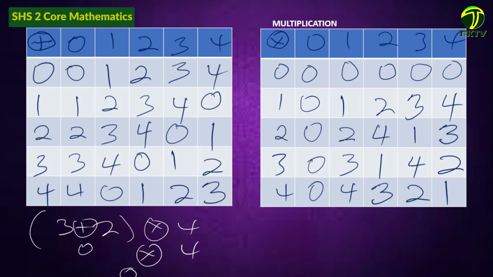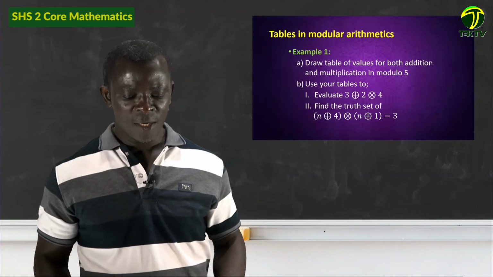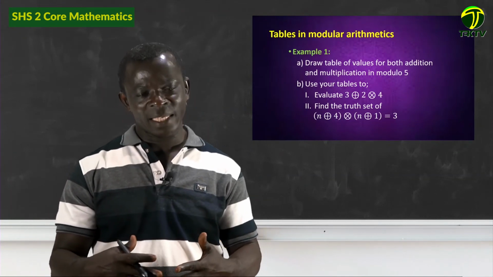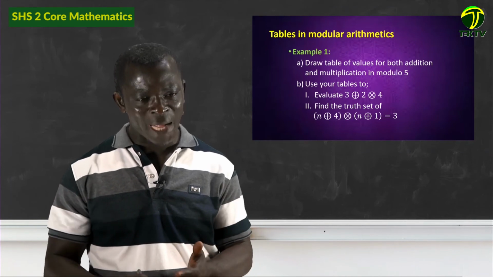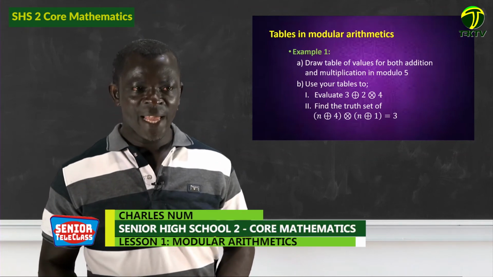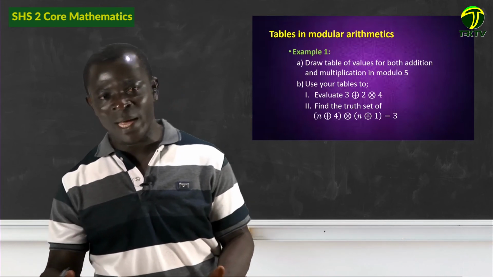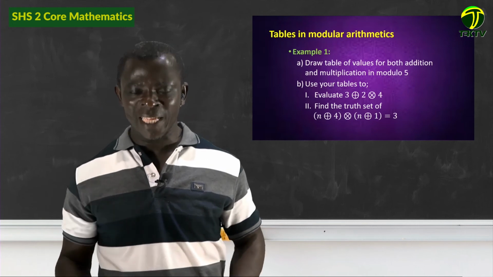The second part, the truth sets. I think in our next lesson, I will explain more about the truth set. In this case, it's something different altogether. What we need to do is that we are going to test with all the elements in mod 5 and see the one that will give us a true statement. On the other hand, you insert each of the elements in mod 5, 0, 1, 2, 3, and then 4, in place of the variable term n, and see whether the left-hand side will give you the same as the right-hand side. If the left-hand side is able to give you the right-hand side, then it means those are the elements that we are looking for.